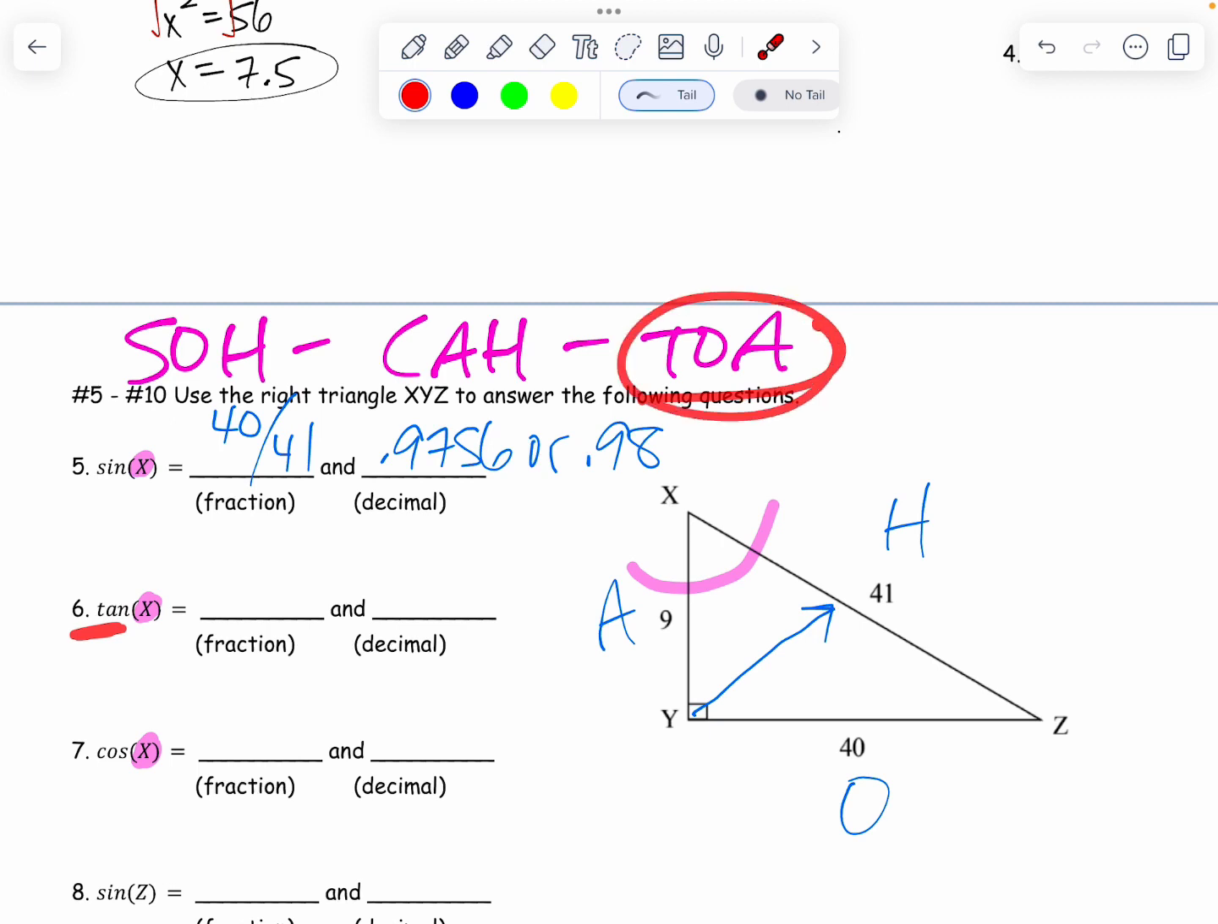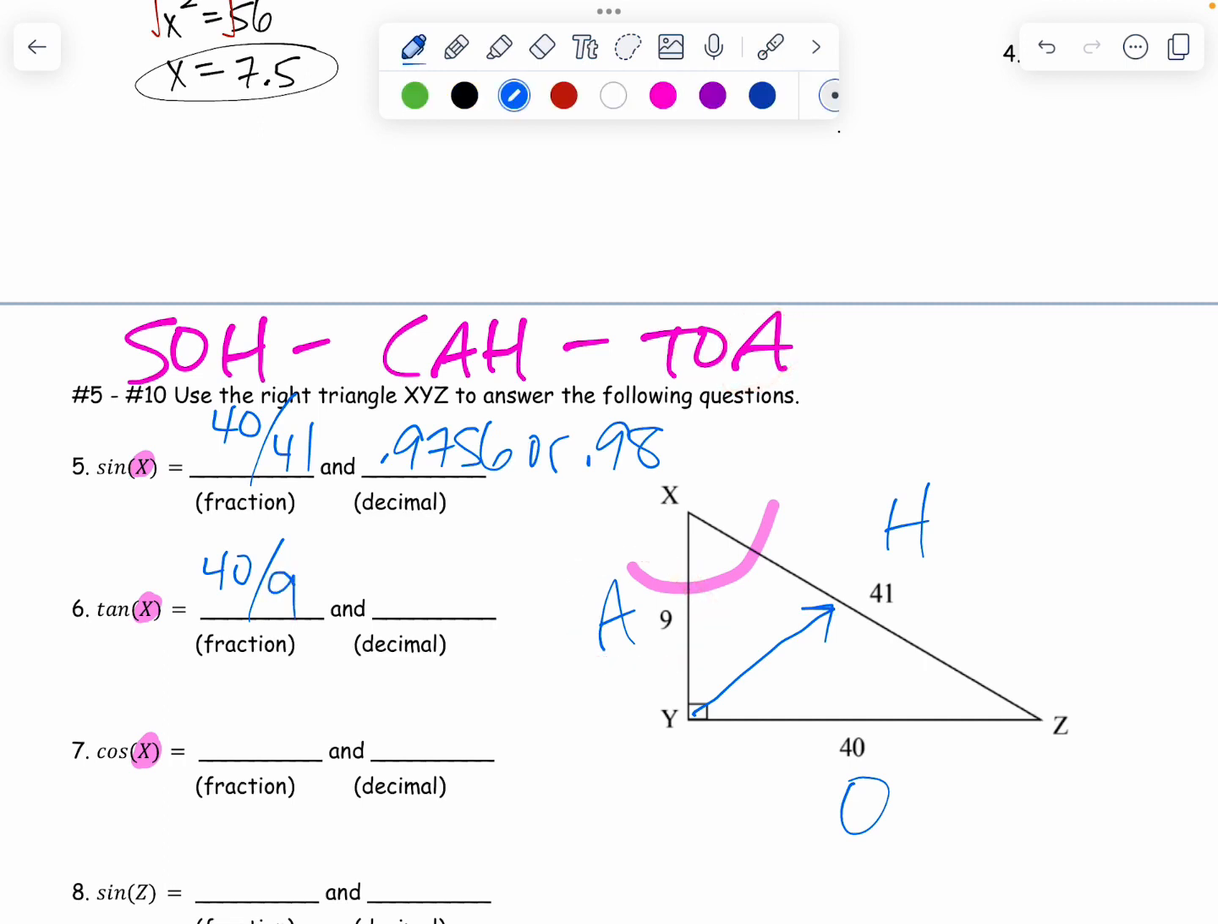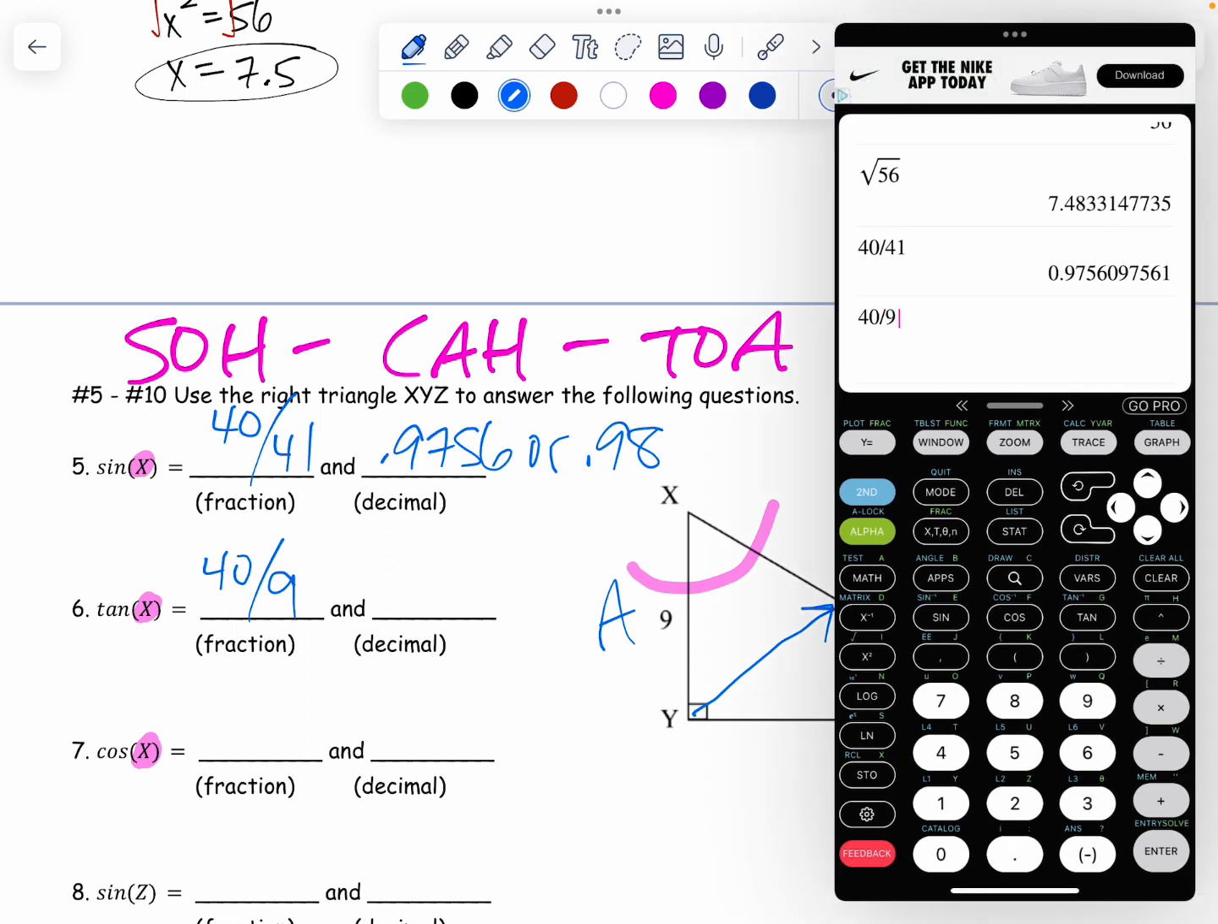So I'm looking here now. That T right here next to TOA stands for tangent, okay? And tangent tells me to do O and A as a fraction. O is 40. Yes, you have to put the O first on top and then the A second on bottom. The A is 9. So I'm going to put 9. And in my calculator, 40 divided by 9, I'm going to get 4.4444.